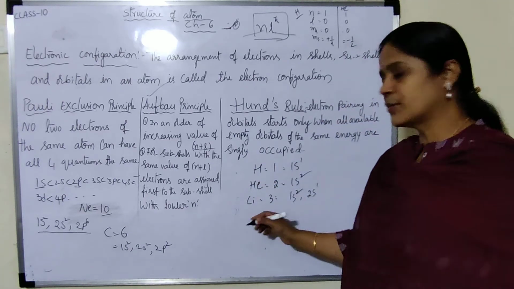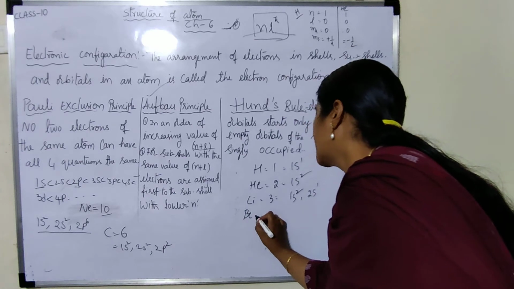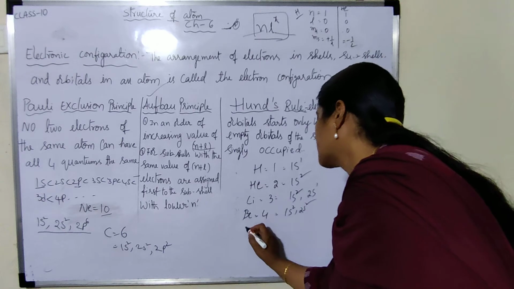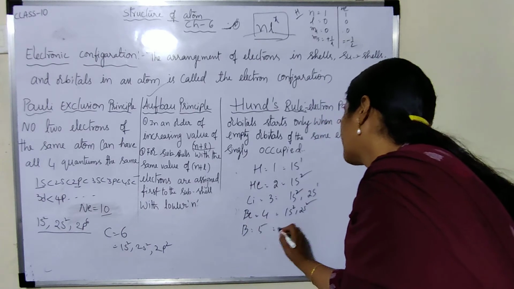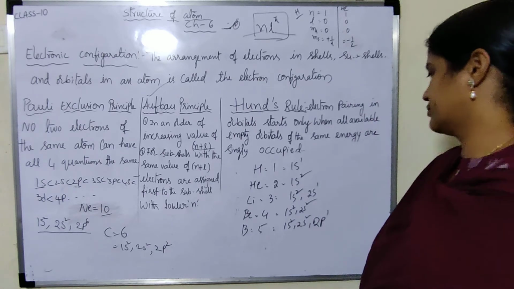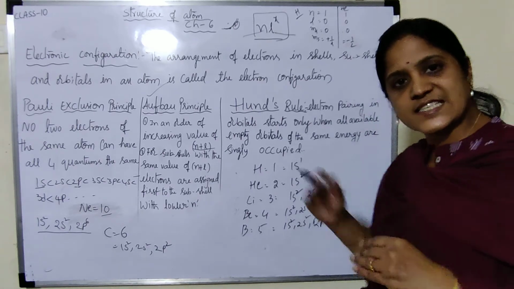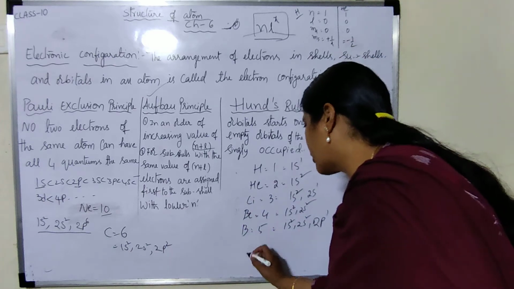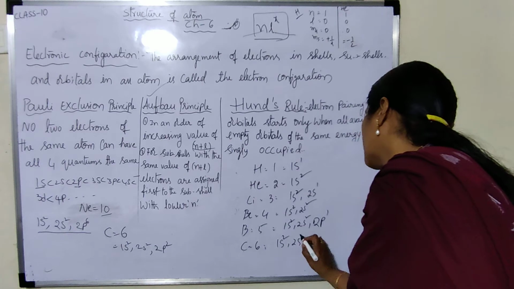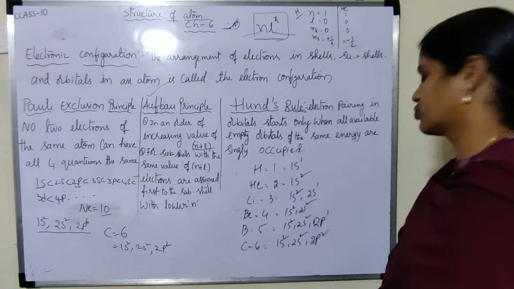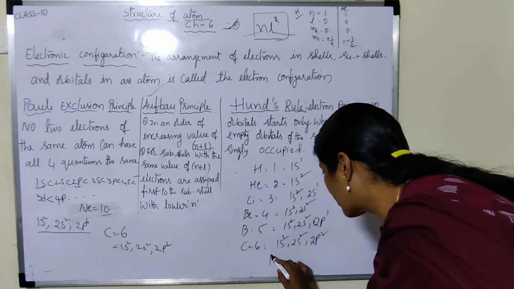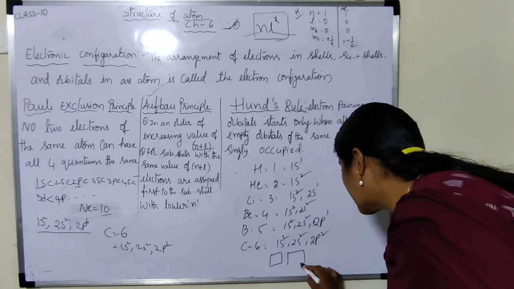Hydrogen, helium, lithium, beryllium. Beryllium is 4: 1s2 and 2s2. Boron is 5: 1s2, 2s2, 2p1. In p we can fill 6 electrons. Now after boron comes carbon, which has 6 electrons. So how to fill? 2p2. So it is easy to write, but while you are filling the electrons in the orbitals, how to fill?